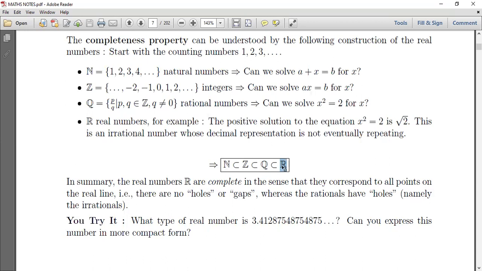All integers are found in real numbers. All rational numbers are found in real numbers. All counting numbers, natural numbers, are found in real numbers. All natural numbers are in integers. So counting numbers, natural numbers, are a subset of integers. Integers are a subset of rational numbers. Rational numbers are a subset of real numbers. Okay, so there's that completeness.